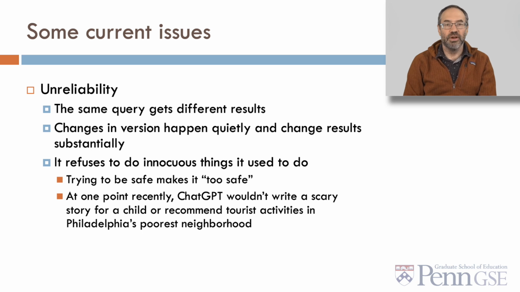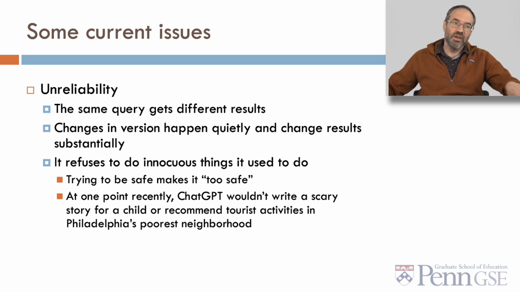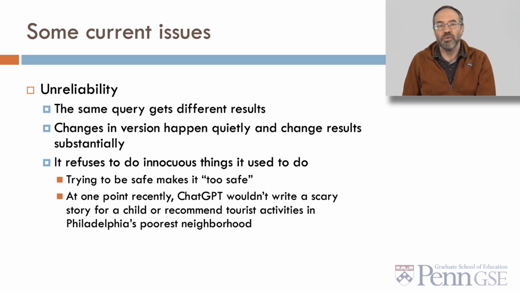Another issue, unreliability. The same query can get different results over time. This happens particularly because with a lot of the vendors, particularly OpenAI, changes in version happen quietly and change the results substantially. And this sometimes results in, particularly with the current focus on safety in AI, the model refusing to do innocuous things that it used to do. They're trying to make it safe, they make it too safe. They get rid of the R-rated Harry Potter adventures, but then they produce different things like ChatGPT recently refusing to write a scary story for my child and refusing to recommend tourist activities in Philadelphia's poorest neighborhood. Just refused to do it.